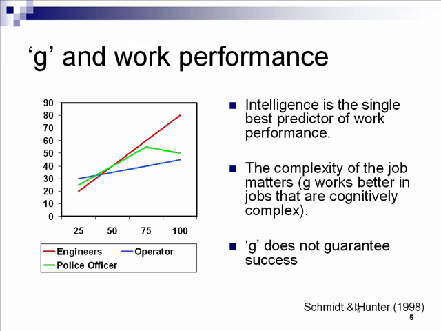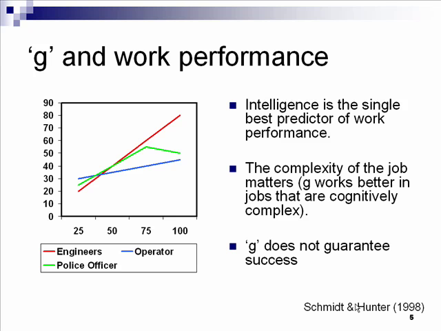Let's take a look at the relationship between G and work performance. What you see here in front of you is G on the x-axis and performance on the y-axis. The different color lines that you see here represent the relationship between G and performance for different types of jobs. And in our case, these jobs are engineers in the red line, operators at like the plants that we see here in our area in blue, and finally police officers in the green line.